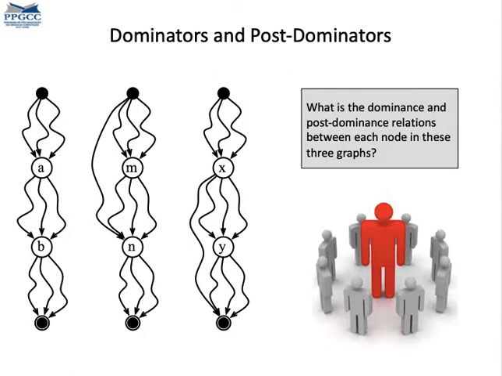Before we move on, let me just clarify what's post-dominance. A node N post-dominates another node M if every path from M to the end of the graph goes through N. So can you tell what are the relations of dominance and post-dominance in this figure? Just stop the video and try to see what are the dominators and post-dominators in these figures.